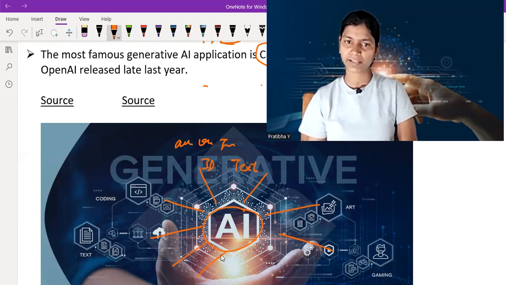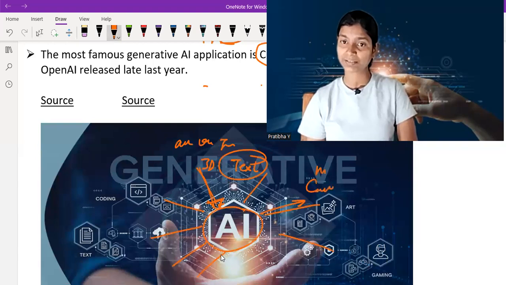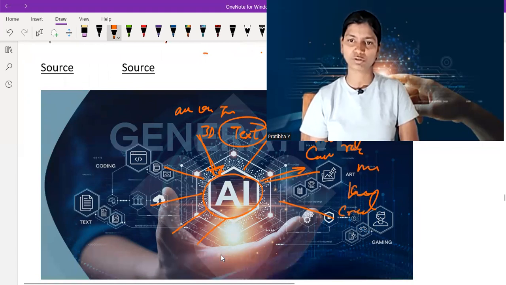Generative AI takes an input, learns from it, and gives a more complex and realistic mimic of human creativity. Okay, so I hope you understand about generative AI. Let's move on to the next topic.